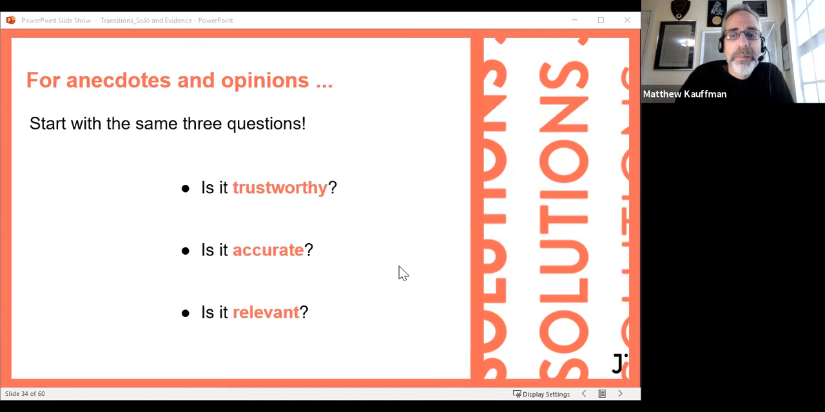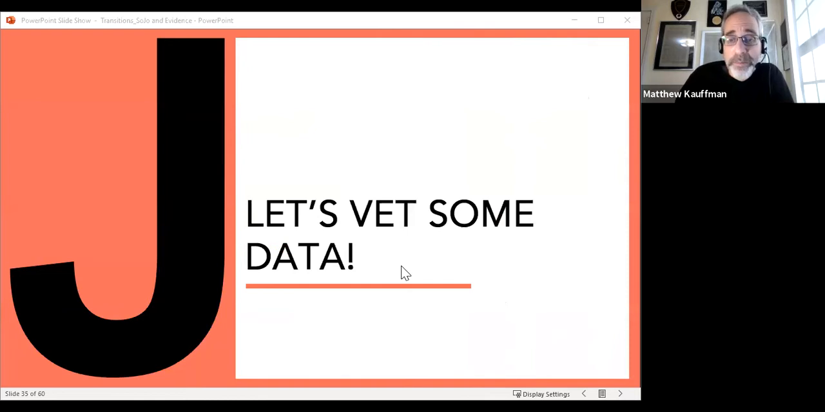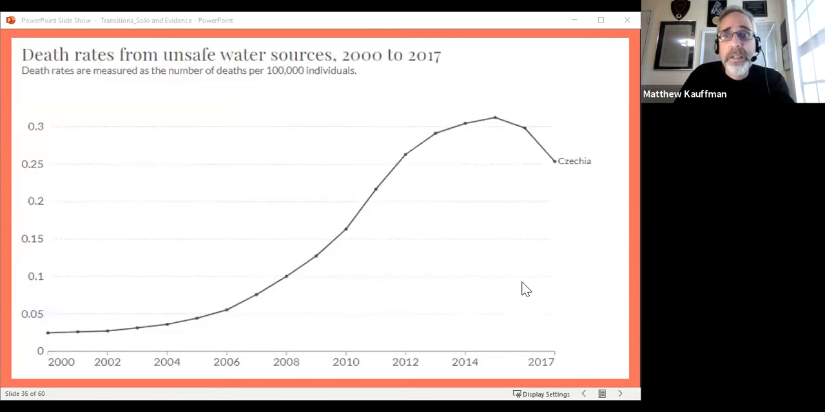All right, we've talked a lot about vetting evidence and certainly vetting data. And now I think we're going to vet some data. I'm going to put a link in the chat. Okay, I'll put it in the chat in a minute. It's going to be this chart that shows death rates from unsafe water sources, 2000 to 2017 in Czechia.